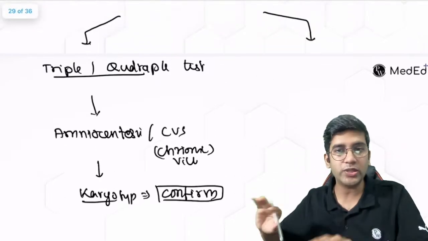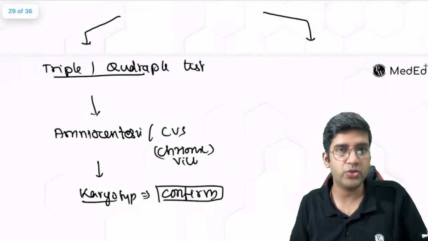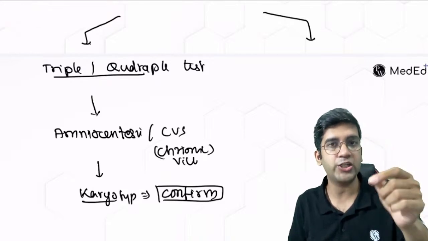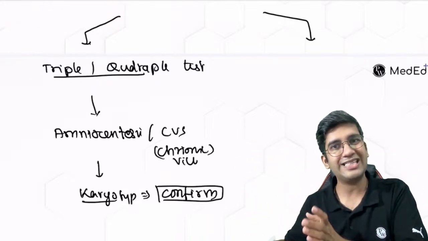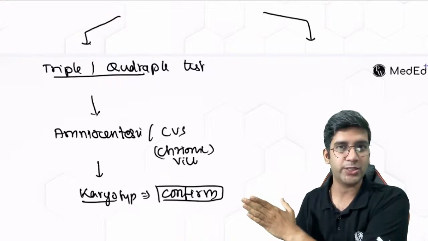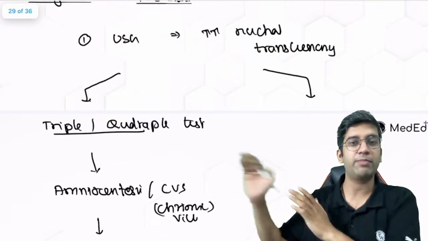So this is the routinely done one because I need a baby's genetics to call it 100% Downs. But this is a bit expensive. At the same time, it will be delayed as well, fine? Now let's look at the other part.